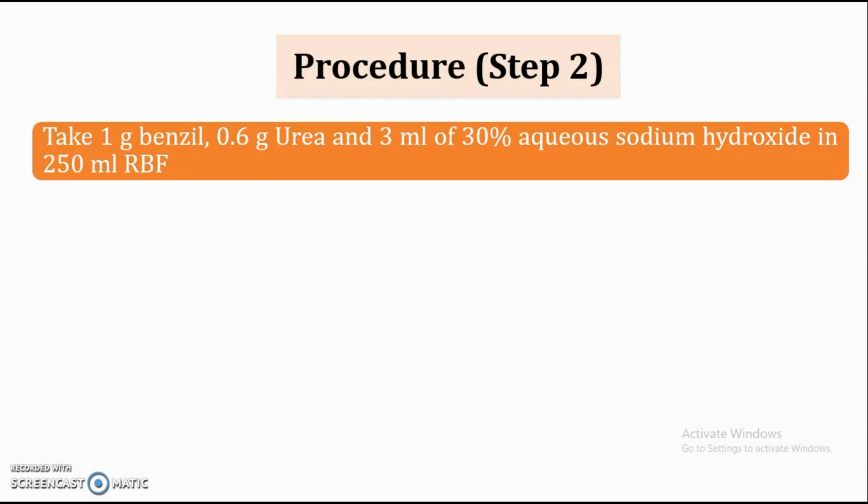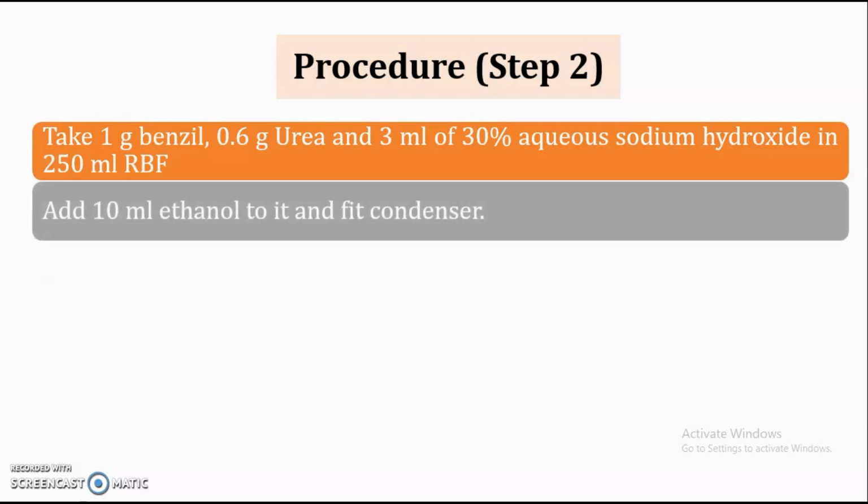Take 1 gram of benzil, 0.6 gram of urea and 3 ml of 30% aqueous sodium hydroxide in a 250 ml RBF. You can change these quantities, because in the last step we took 2 gram of the starting material. That's why we have reduced it here to 1 gram. Also, I request you to write down this procedure in your practical notebook, so that while performing this practical you are able to easily understand this experiment.